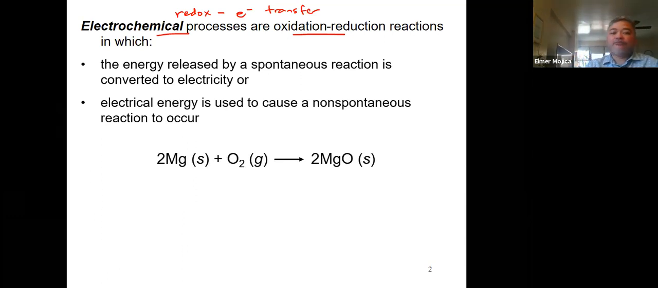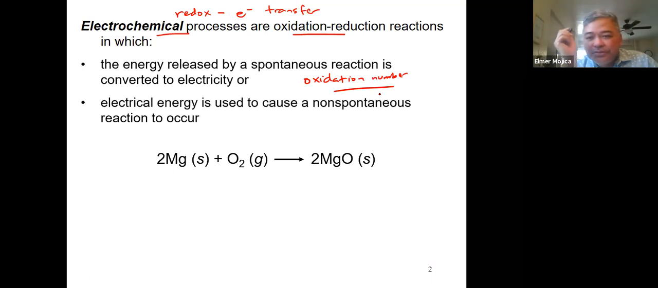Okay. Now, synonymous to the redox reaction is the so-called oxidation number. So we're just reviewing here stuff that we already covered in Gen Chem 1. We can only determine if a reaction is a redox reaction if there is a change in the oxidation number. Okay, so we can define here reduction and oxidation.